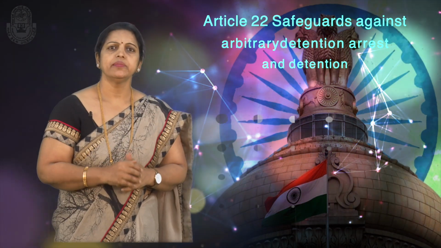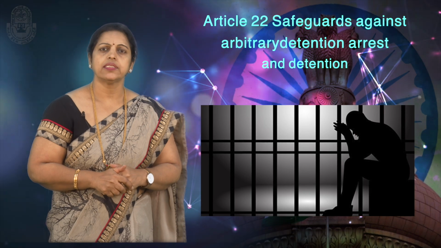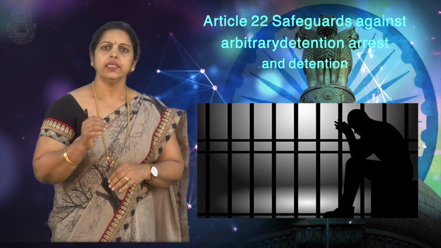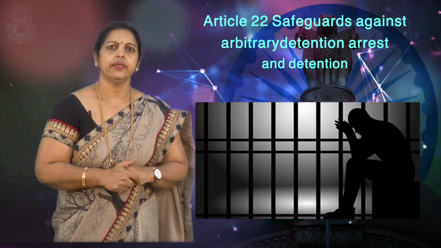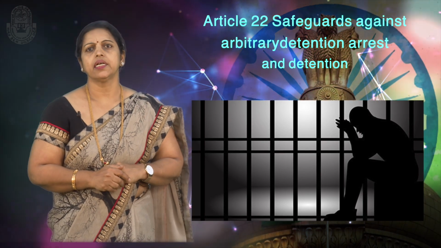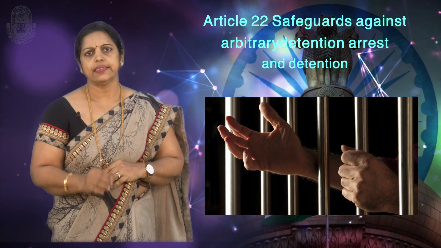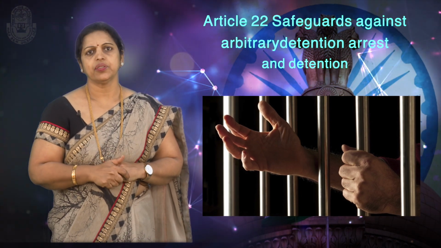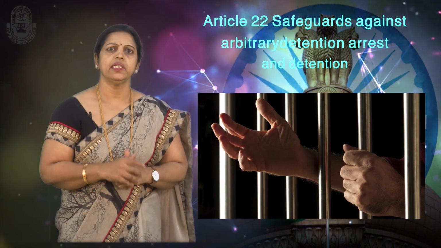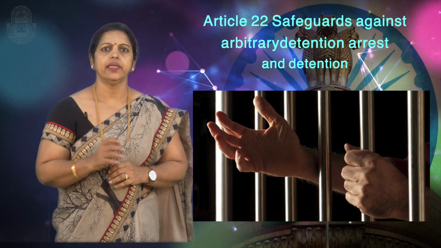The right to freedom guaranteed under Article 22, that is safeguards against arbitrary arrest and detention. Article 22 is constituted within the right to freedom. This article is covered in two major parts: protection and rights granted in case of arbitrary arrest, also known as punitive detention, and safeguards against preventive detention.